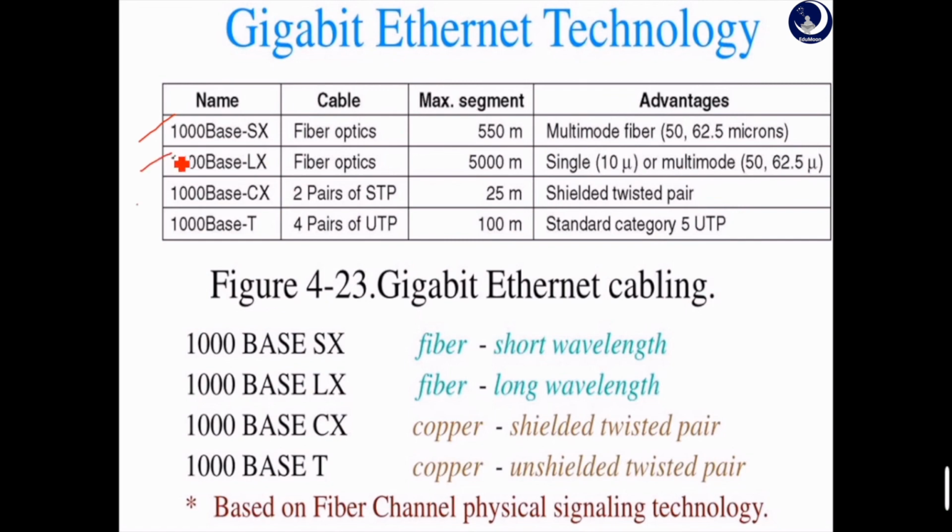SX symbolizes that it is of short wavelength, whereas LX symbolizes long wavelength. CX means it is made of shielded copper twisted pair, and T means unshielded twisted pair. So based on the appearance and features of the twisted pairs, these are subdivided into four types.